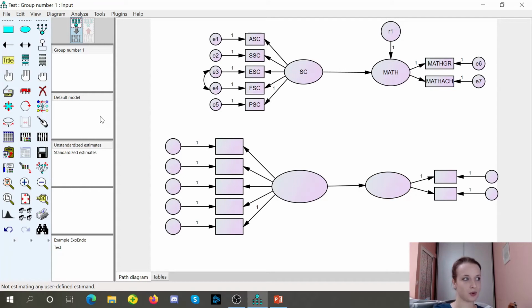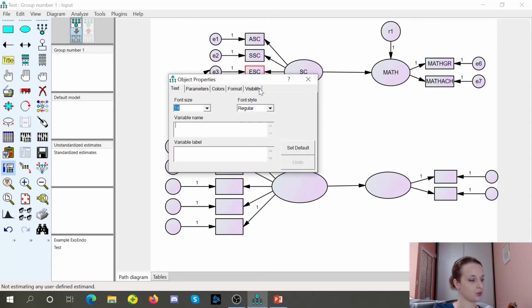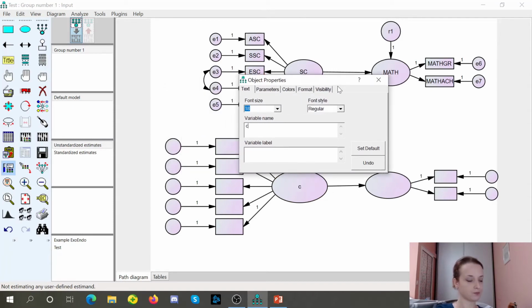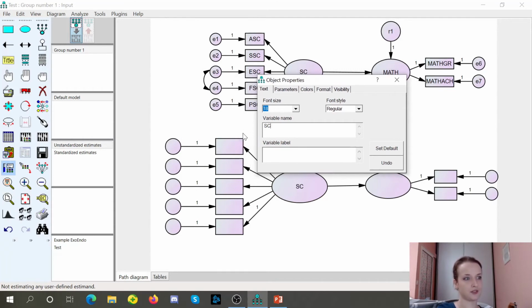After that, it is important to name them. We name them by double-clicking. So we are now naming self-concept. After that, we need to name the indicators: academic self-concept, social self-concept, emotional self-concept, family self-concept, and physical self-concept. Now math. And this is math. Math grades and math achievement.